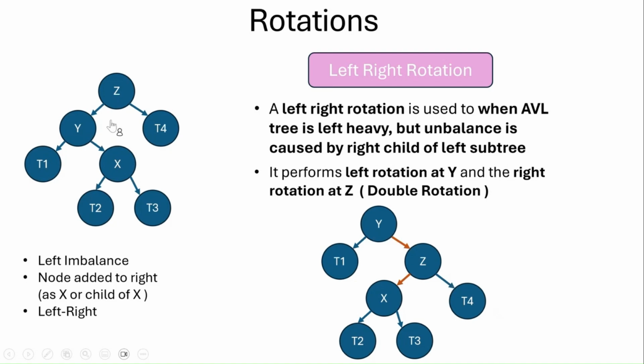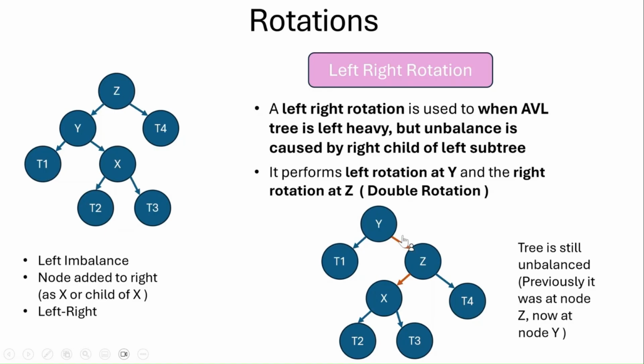We thought that heavy left side. So why can't we just do the right rotation? We did the single rotation. Fine. But the tree is still unbalanced. Right? Previously it was unbalanced at Z, like 3 minus 1, 2. Now it is unbalanced at Y. So we did not solve the unbalance problem. The tree became unbalanced again. Previously it was at node Z. Now it is at node Y. Right? 1 minus 3, minus 2. So it is still unbalanced. That's why the single rotation doesn't work here.